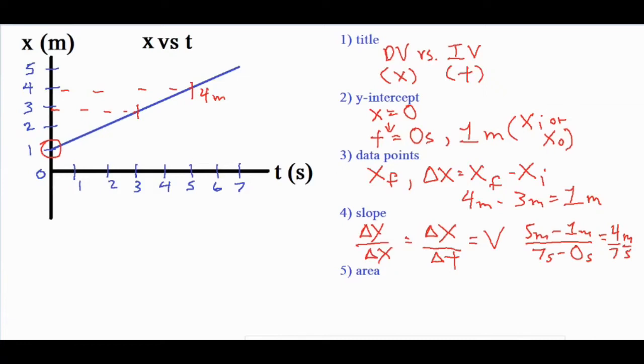Number 5 is finding the area. The area is oftentimes referred to as the area underneath the curve. The curve doesn't necessarily mean the line is curved. It just means the line that is representing your data. So you can just call this the curve, although it's not physically curved. The area would be the space underneath it.